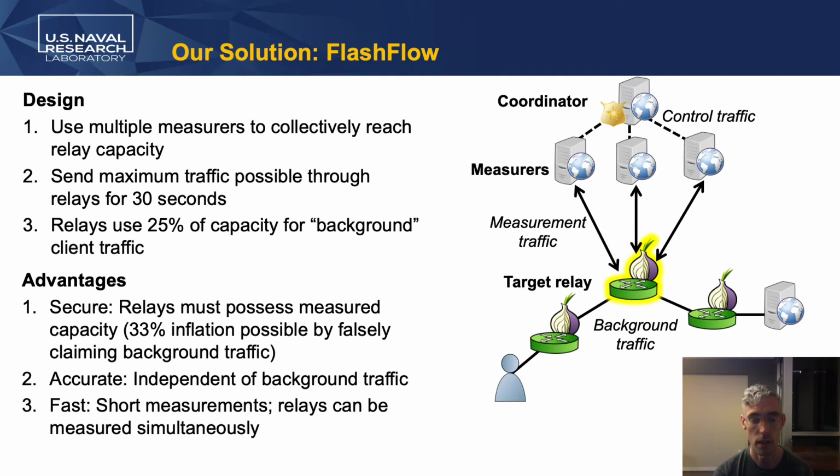An advantage of this design is that it is more secure. Because background traffic is limited to at most 25% of the relay's capacity, at least 75% of the relay's capacity must be directly demonstrated to the measurers. And so an adversary can only lie about a potential 25% that it claims exist, which might inflate its weight by 33%. The system is also accurate, in part because it doesn't depend on the existence or non-existence of background traffic. The traffic needed in order to determine a relay's capacity is largely generated by the measurers.